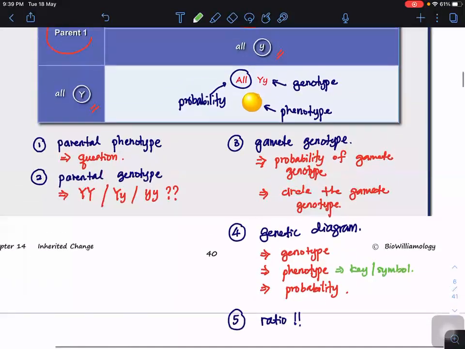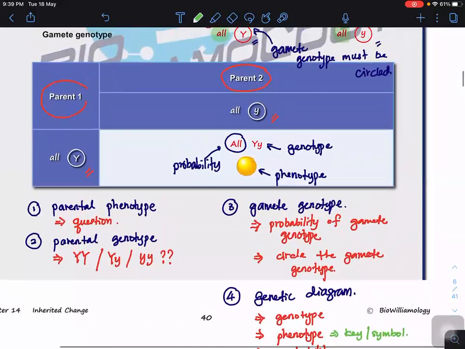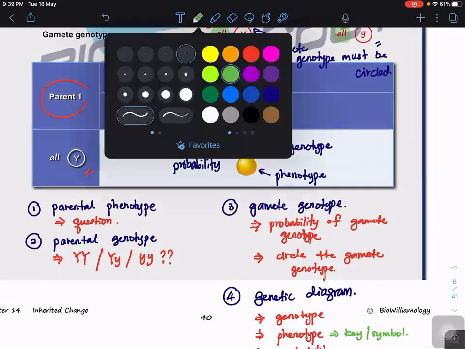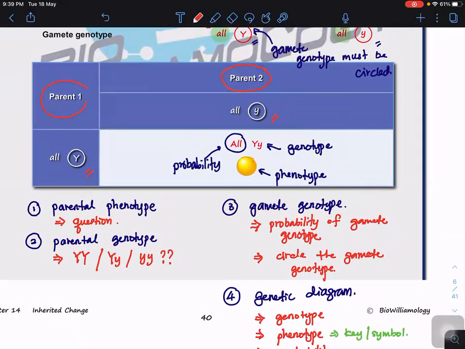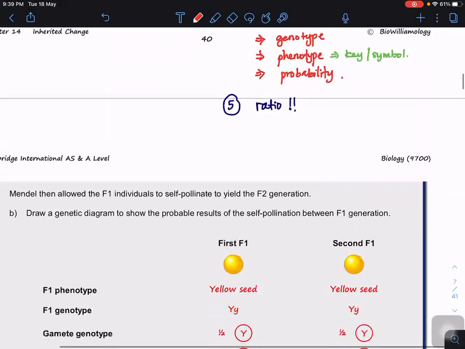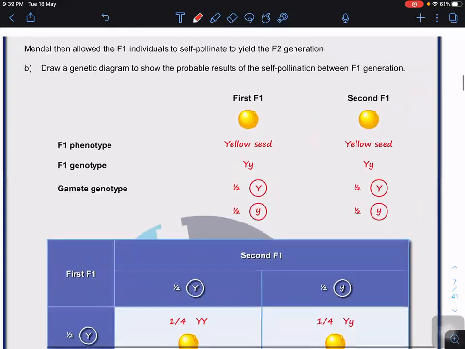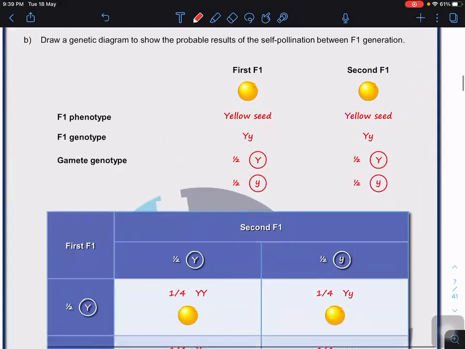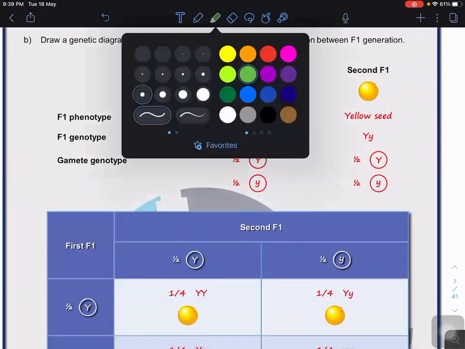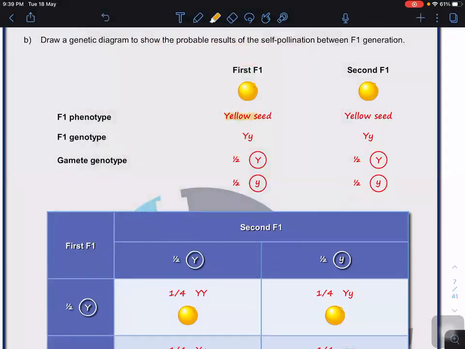So first, because we know that this is an F1. Okay, this is an F1, right? This is a parent, so this one is the F1. So if I cross the F1 with F1, Mendel then allowed the F1 individual to self-pollinate to yield the F2 generations. So draw a genetic diagram to show the probable results of the self-pollination between F1 generations. Because I know here, F1 is the yellow seed.